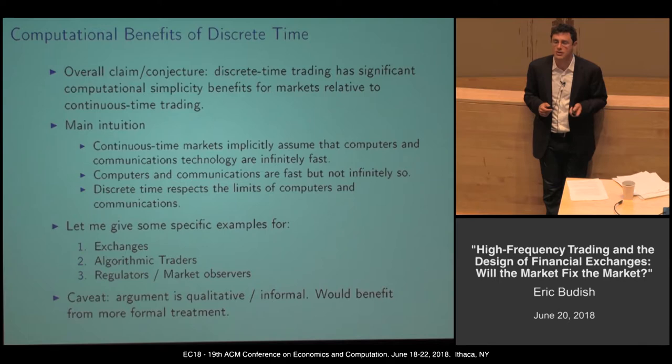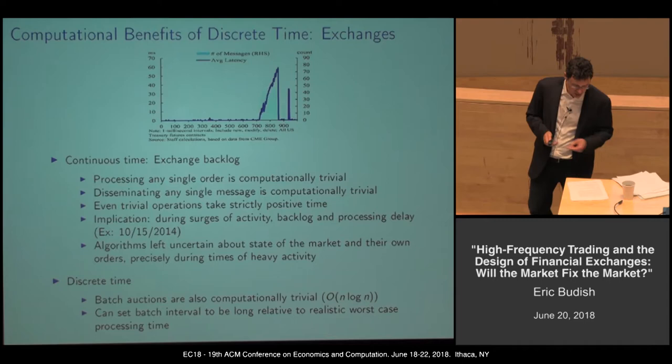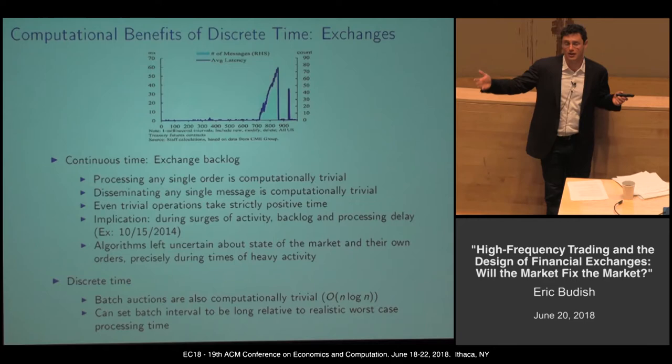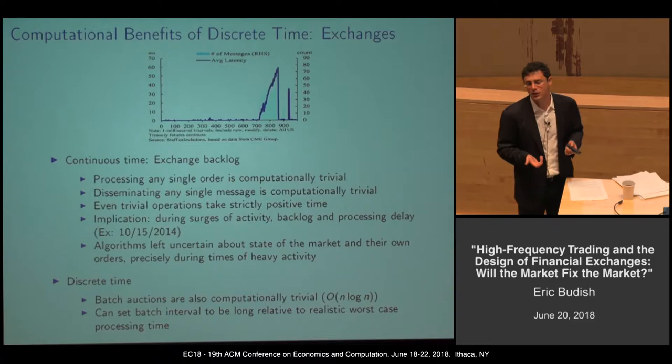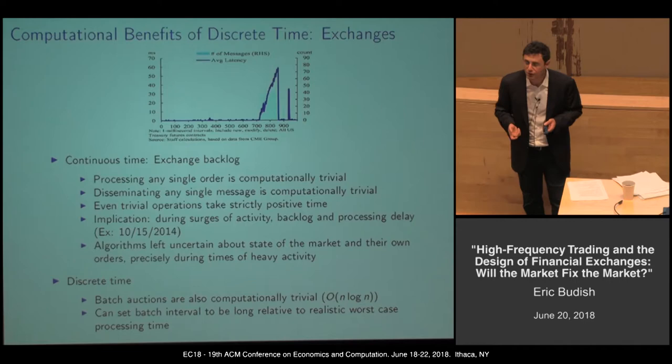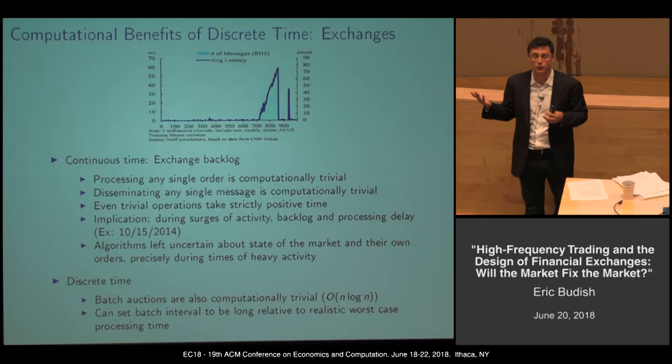Let me give a few specific examples, in the hope of sparking interest in this topic of computational simplicity. One example is for exchanges. In continuous time, exchanges face a mathematically impossible task, which is to process messages in real time, instantaneously. Even processing any one message is computationally trivial, but even computationally trivial stuff takes non-zero time. This means that when a lot of participants are trying to do stuff at the same time, for example in times of economic duress, exchanges are going to get backlogged.